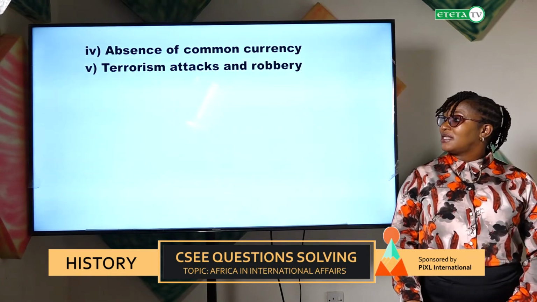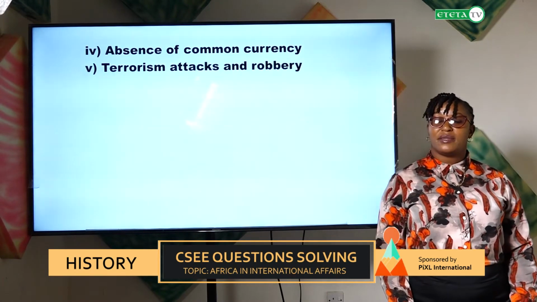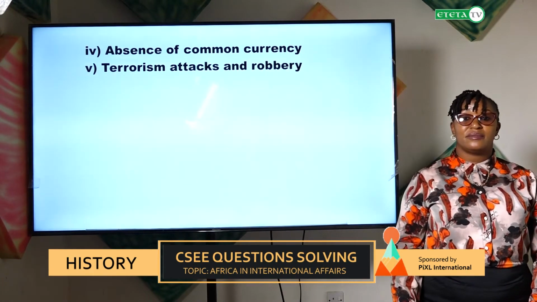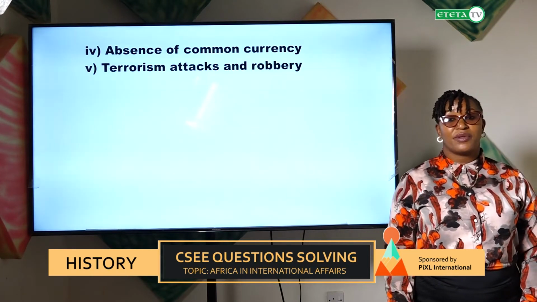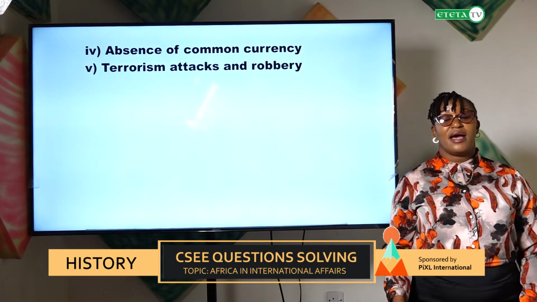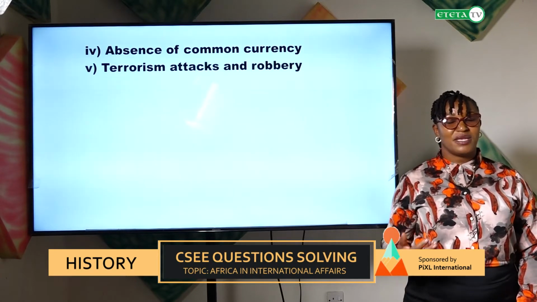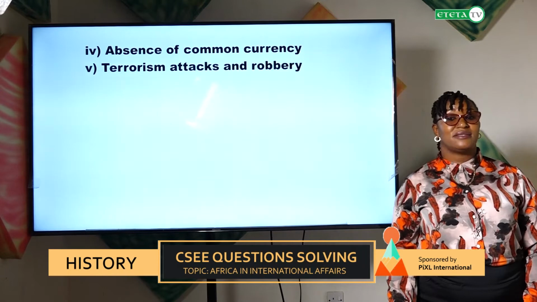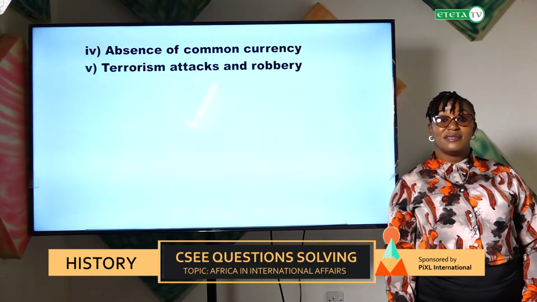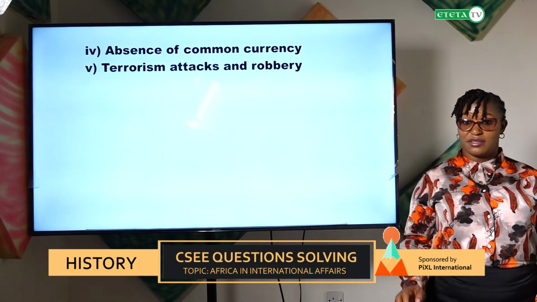Point number 6 is terrorism attacks and robbery. Under this point, we can cite an example from Kenya, whereby Kenya has been attacked by Al-Shabaab. Several times they have been attacked by Al-Shabaab, but other members of the community discuss nothing about the attacks.